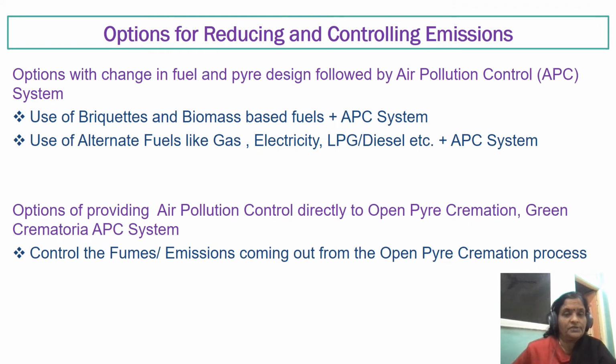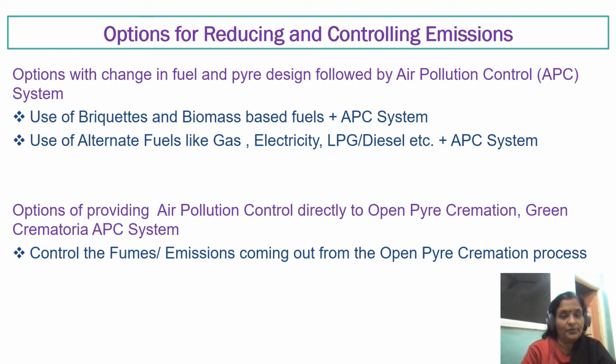Now what are the various options for reducing it? There are various options. We can change the fuel type or change the design of the pyre. So if you want to have the same pyre, you can use briquettes, biomass, or cow dung cakes, etc. plus an APC system. That is very important, because without that you should never use the crematoria without an APC system. Or we can use alternate fuels like gas, electricity, LPG, diesel, and this also needs end of pipe treatment of APC system because it produces a lot of fumes.